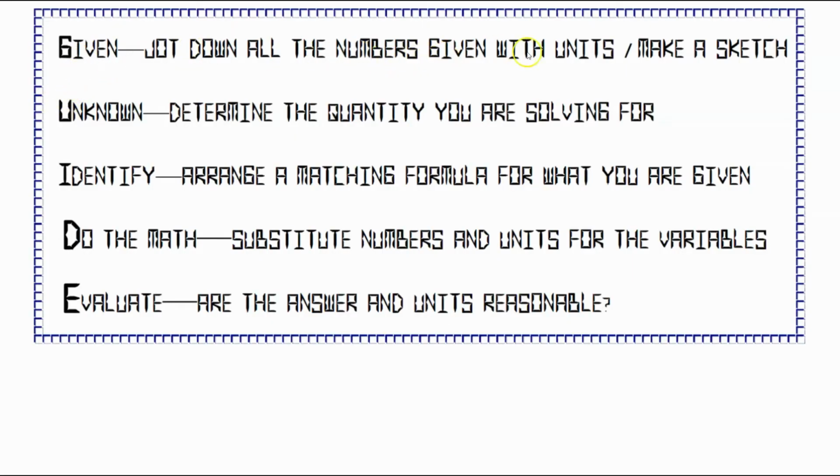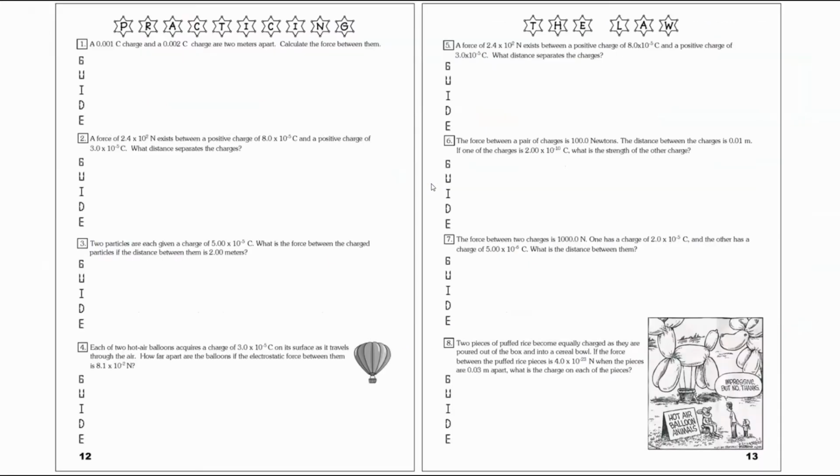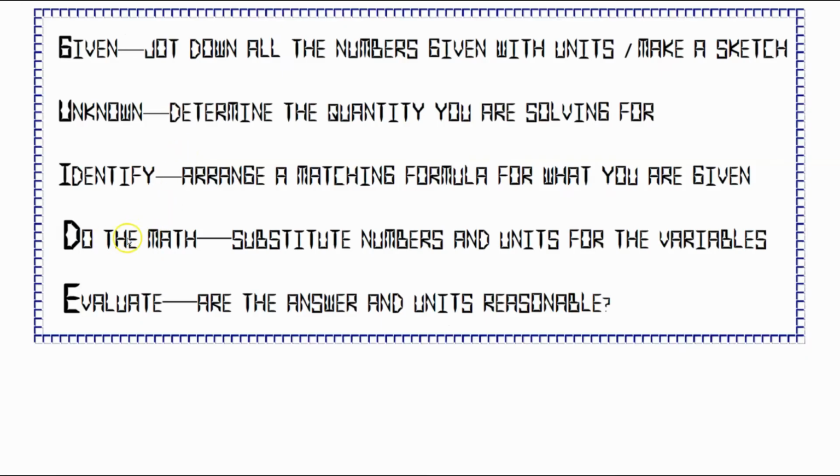You jot down all the numbers given with those units. That's going to be very helpful for you. And making sketches is going to be an important thing we do in physics. Find out the unknown. Determine what you're looking for. Identify the formula, and arrange that formula for the variable that you're looking for. For example, in item number 2, we were looking for distance, not the classic force format of Coulomb's law, but we had to rearrange for distance. And then D, do the math.